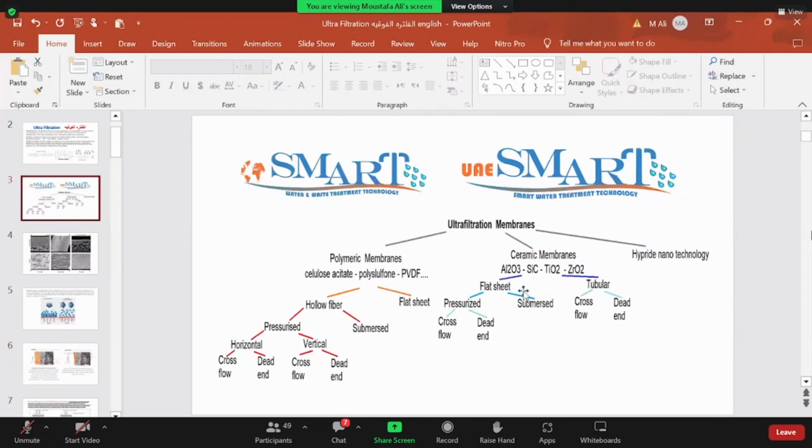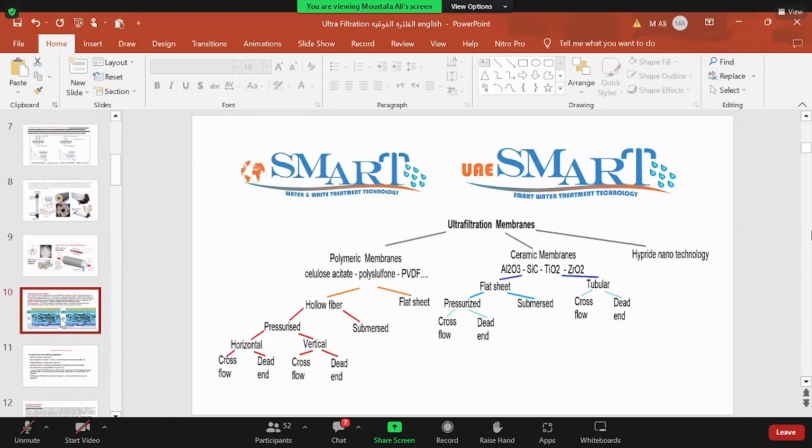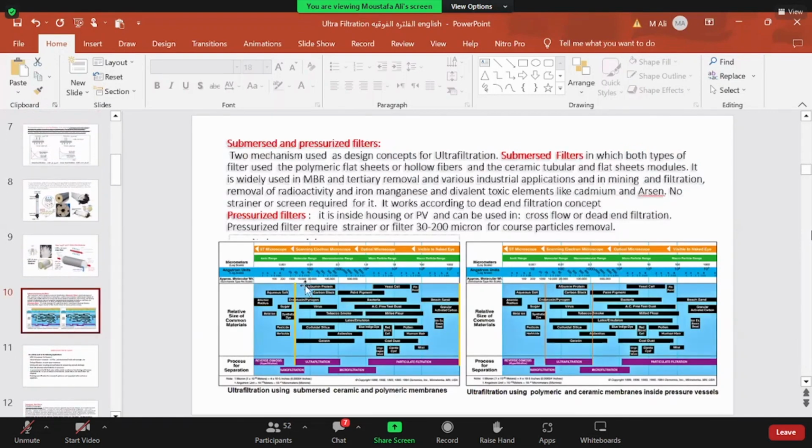So let's start our lecture for today. Yesterday we already discussed ultrafiltration. Let's summarize what we talked about yesterday. Ultrafiltration is used for the separation of particles and large molecular weight molecules over 5 nanometer, in general.